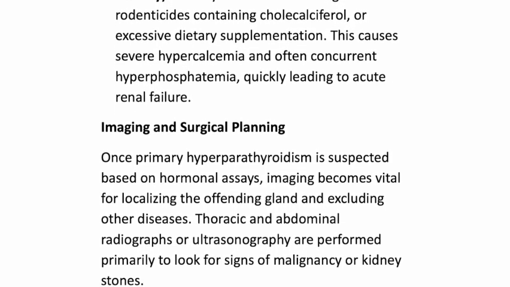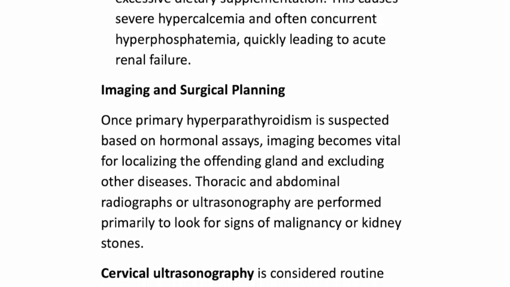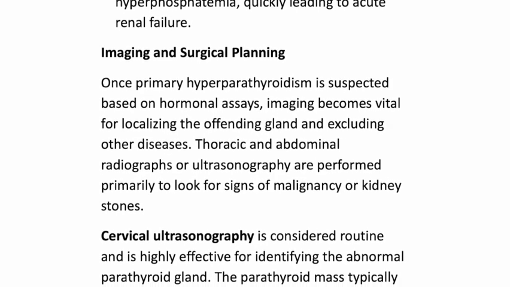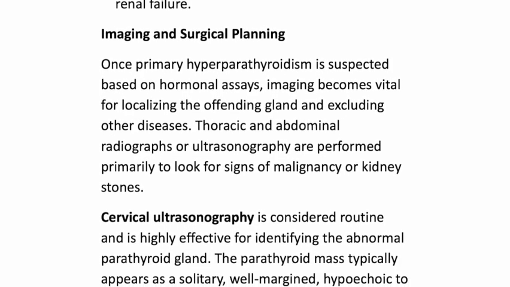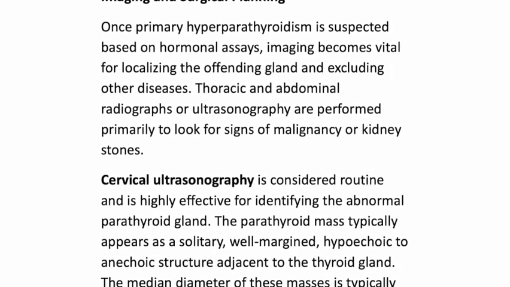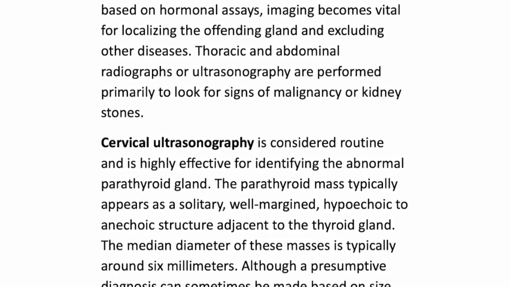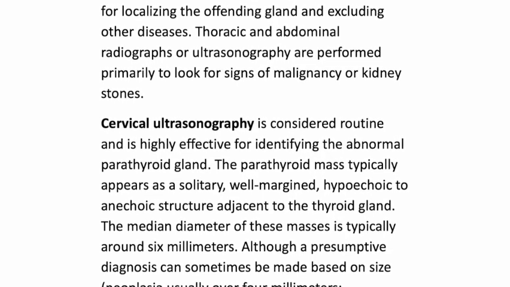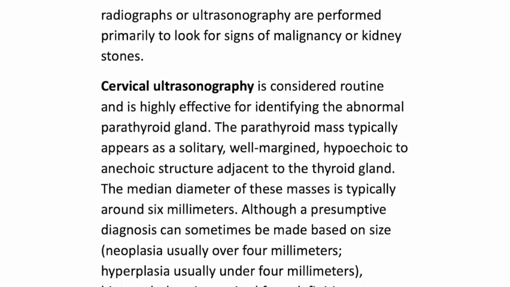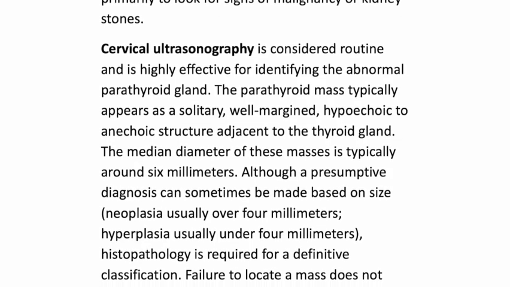Imaging and surgical planning. Once primary hyperparathyroidism is suspected based on hormonal assays, imaging becomes vital for localizing the offending gland and excluding other diseases. Thoracic and abdominal radiographs or ultrasonography are performed primarily to look for signs of malignancy or kidney stones. Cervical ultrasonography is considered routine and is highly effective for identifying the abnormal parathyroid gland. The parathyroid mass typically appears as a solitary, well-margined, hypoechoic to anechoic structure adjacent to the thyroid gland.